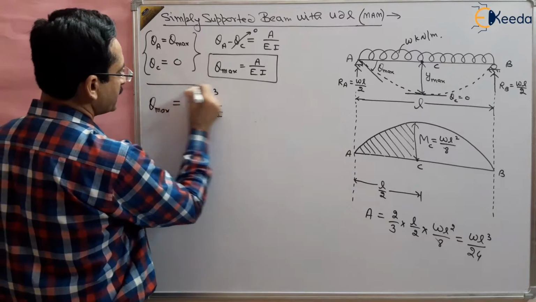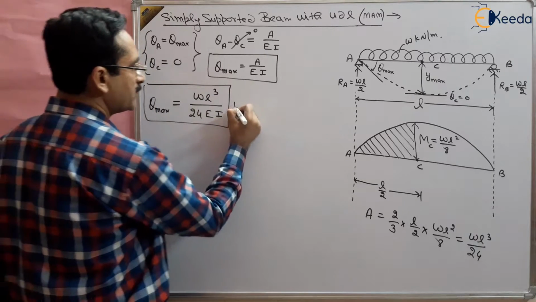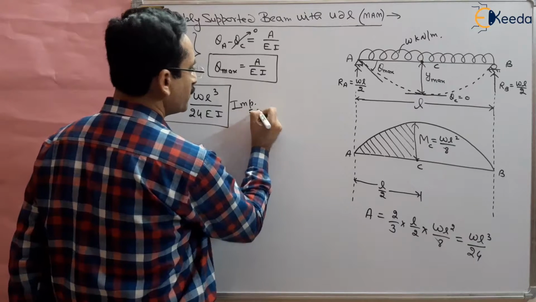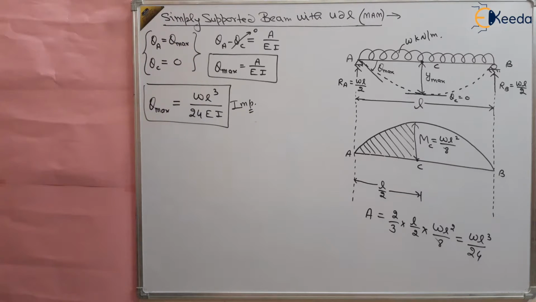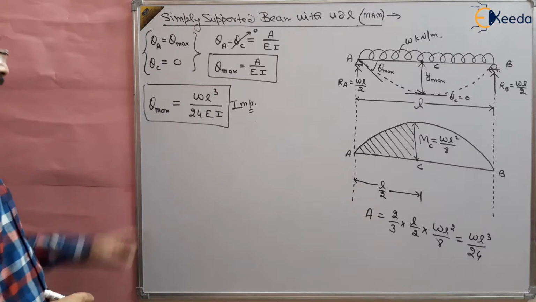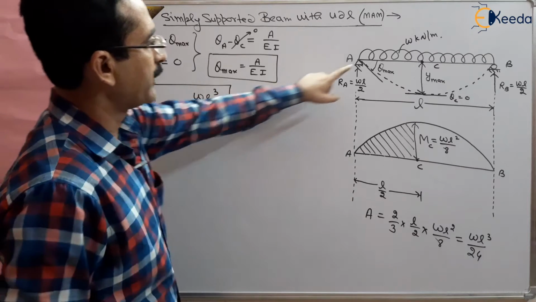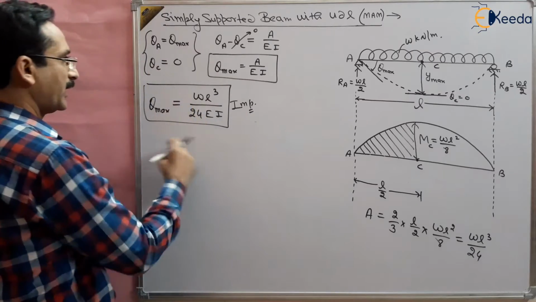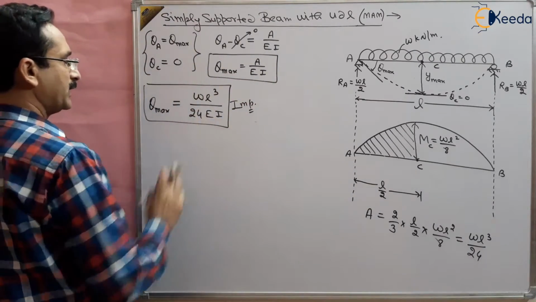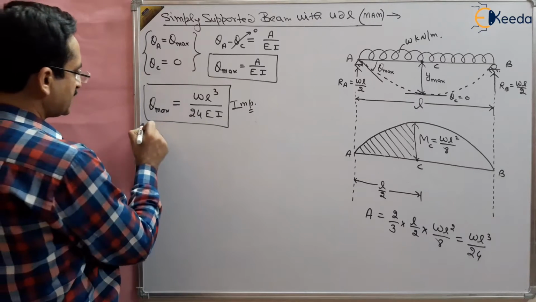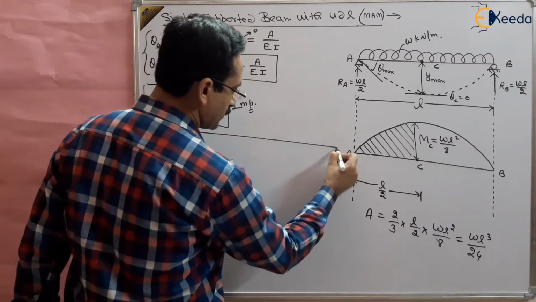This is theta max, which you have to remember. This is very important. So the area is WL cube by 24 EI. This is the maximum slope at point A, theta max. The area is WL cube by 24 and the slope is WL cube by 24 EI. So this is how we can obtain the maximum slope.